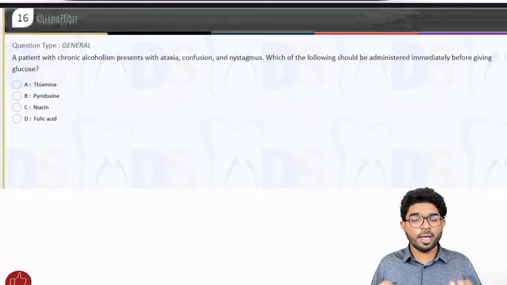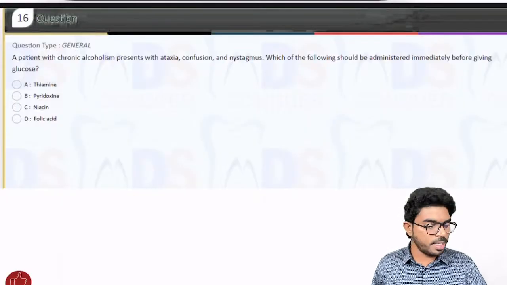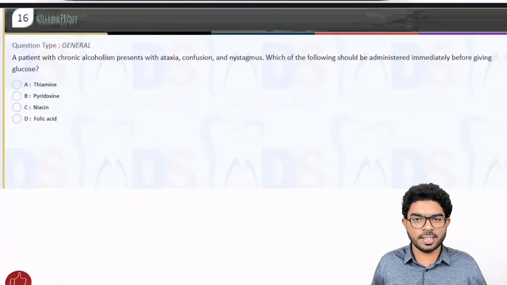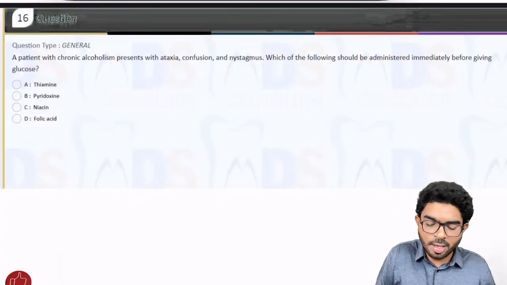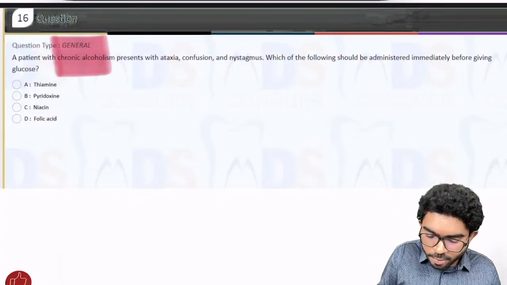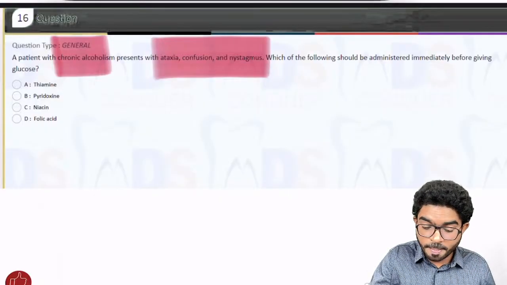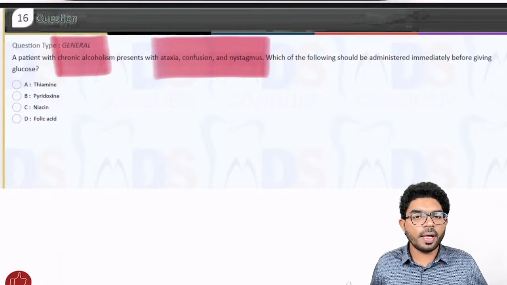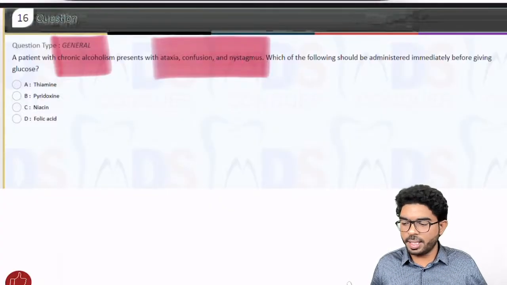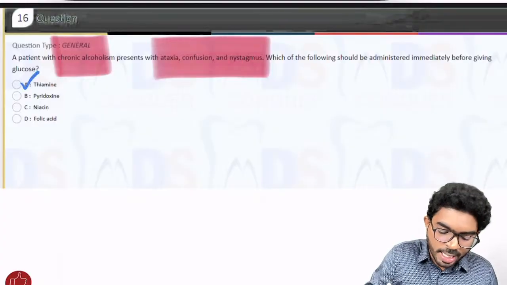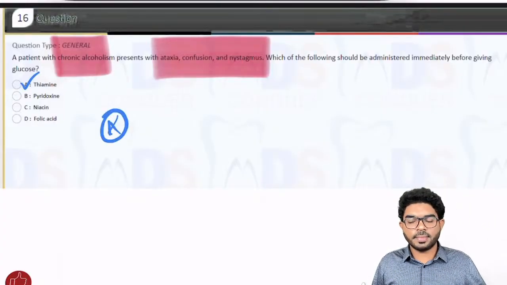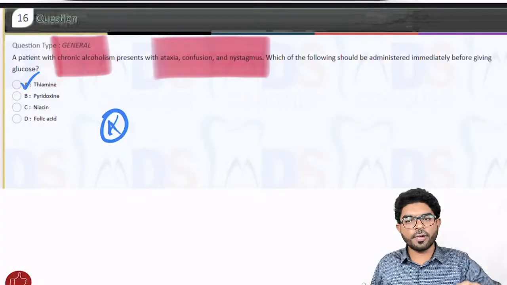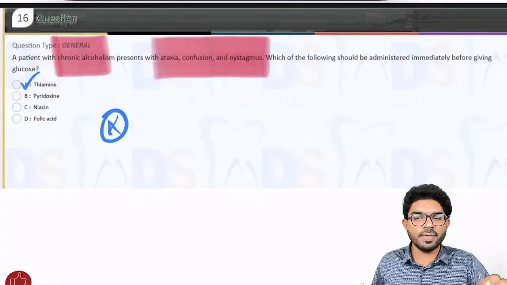Question number 16. I told you biochemistry will be filled with lots of vitamins, and you have so many vitamin based questions, but most of them are very easy. Ataxia, confusion, in combination with alcohol, we have discussed, is called Wernicke's encephalopathy. It is associated with the anti-beriberi, anti-neuritic vitamin, thiamine. Most of our questions will move around the first vitamin, B1 thiamine.